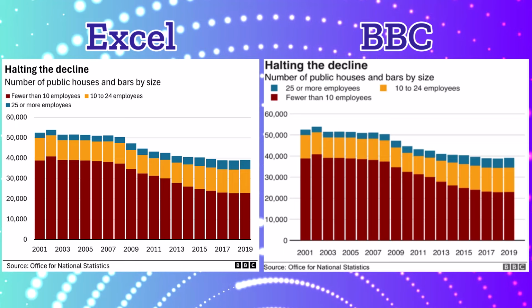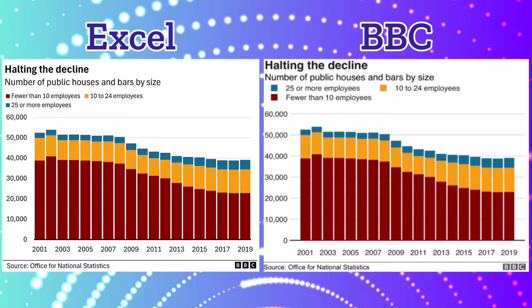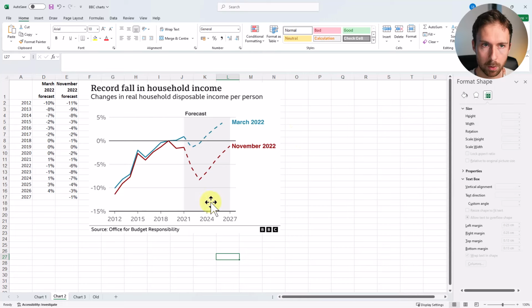That's our first example. Let's now move on to the second example, which is a line graph. Now, this is the example we're working with here. It is a record fall in household income. That is the title. And essentially, it's obviously showing a change over time with a bit of a forecast in real household disposable income per person in the UK.